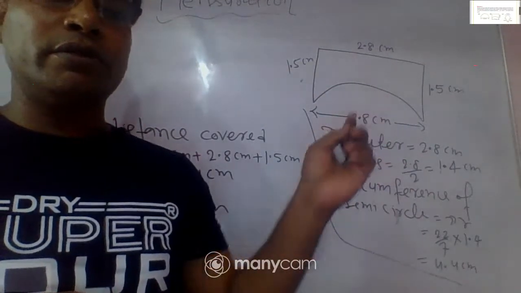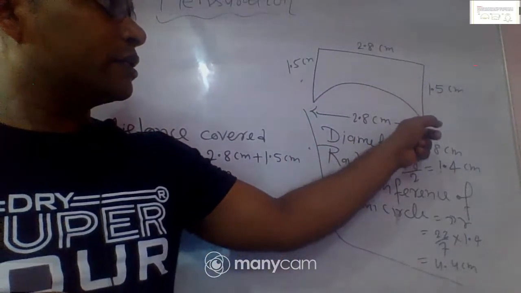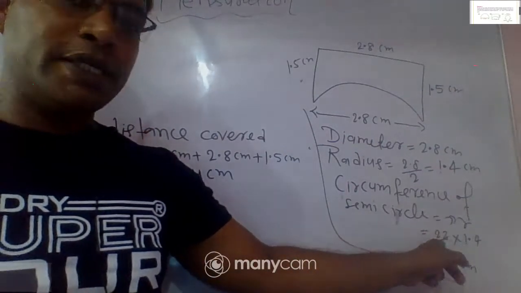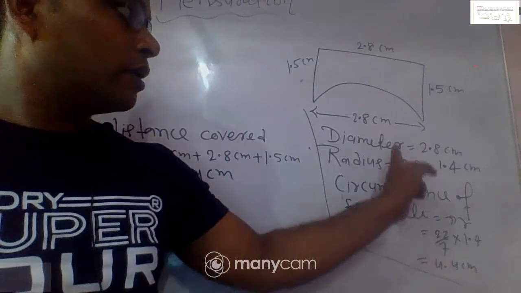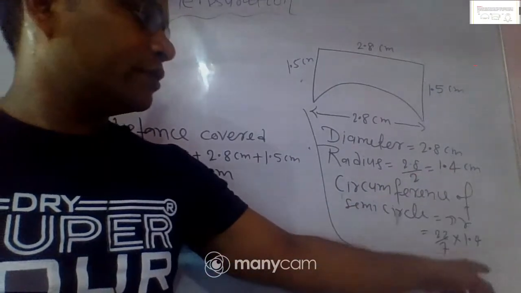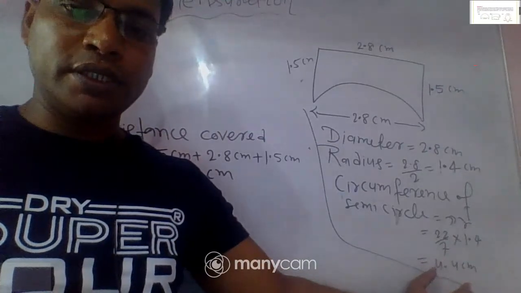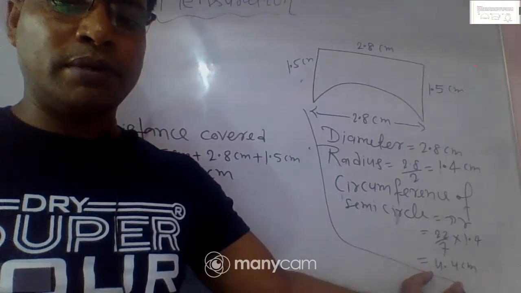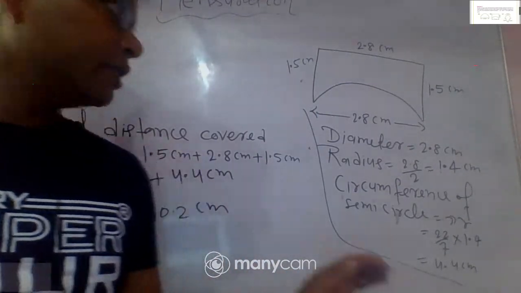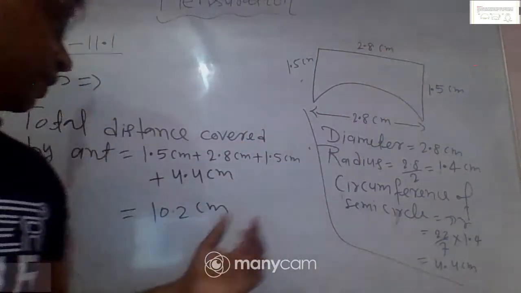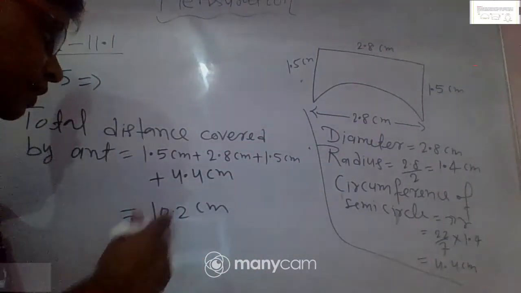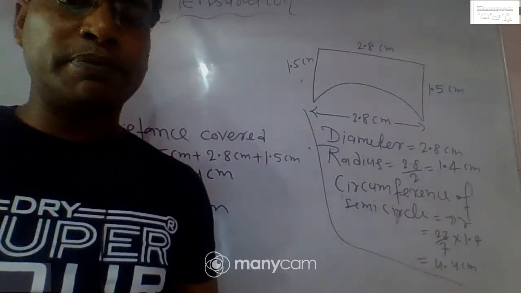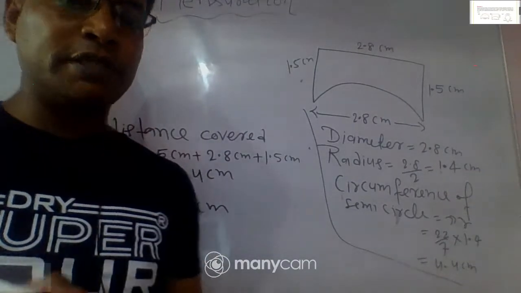So you can see this figure is a semicircle. The circumference of a circle is 2 pi r, but here it is a semicircle, so the perimeter of this shape is pi r. The value of pi is 22 by 7, and r is 1.4. We calculate this and obtain the circumference of the semicircular region as 4.4. Adding this and this and this, we obtain 10.2 centimeters.